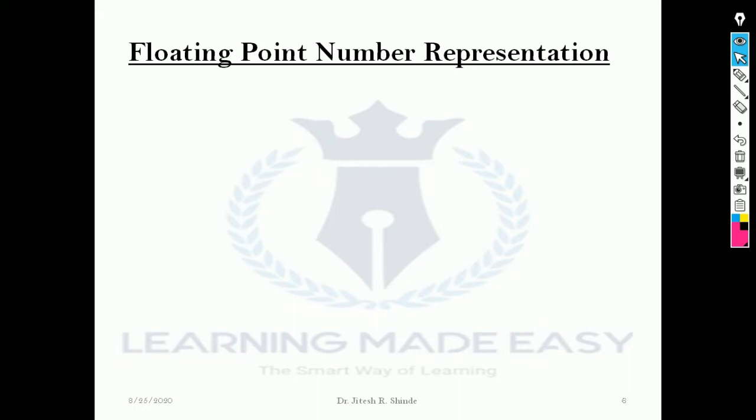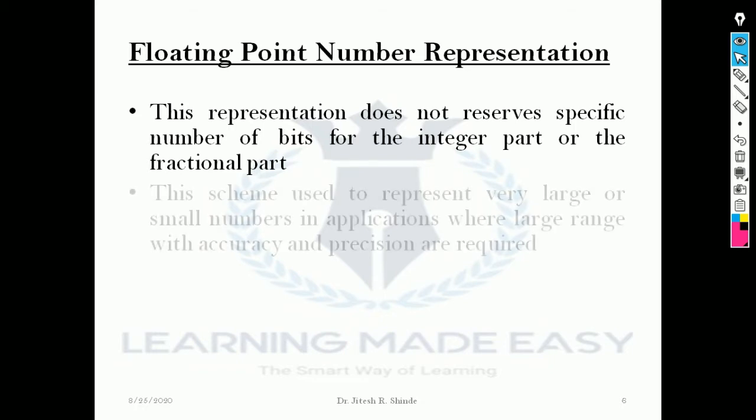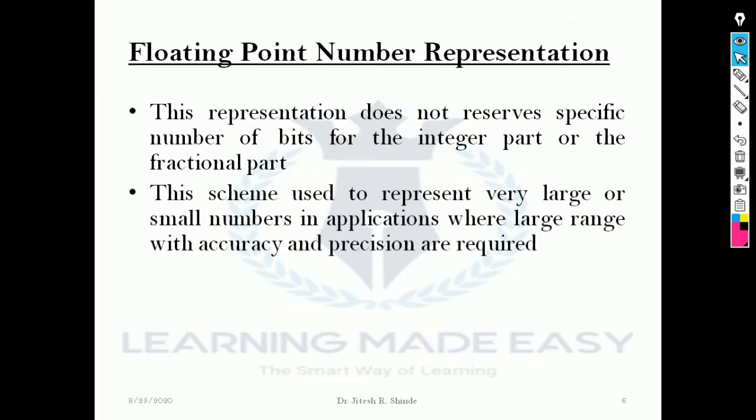The floating point representation does not reserve a specific number of bits for the integer part or the fractional part. The scheme is used to represent very large or small numbers in applications where a large range with accuracy and precision is required. On the other hand, the fixed point representation scheme is suitable for applications where the range is small and where precision and accuracy are not very important parameters.